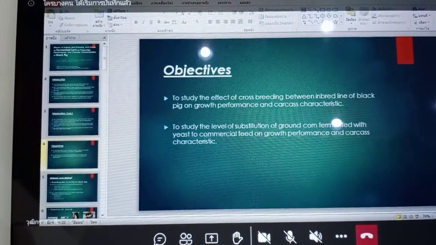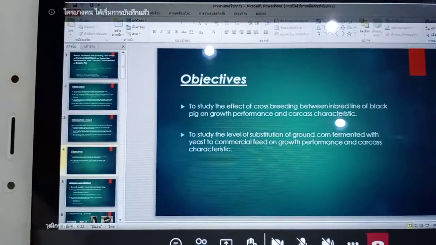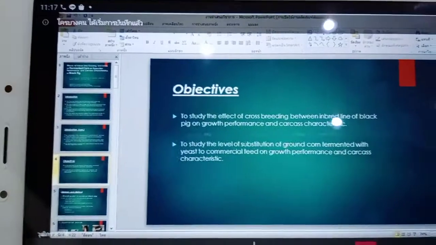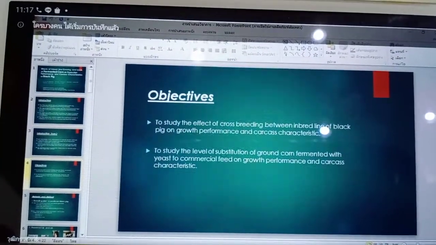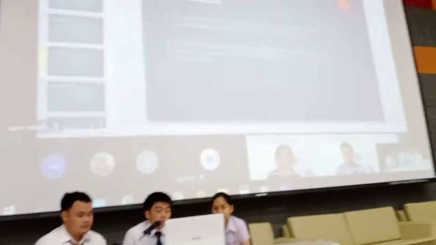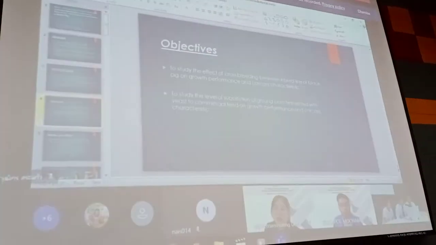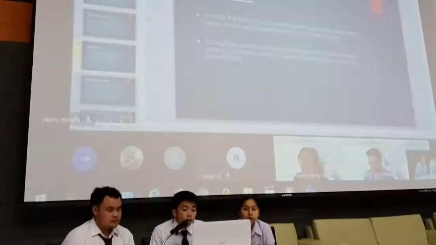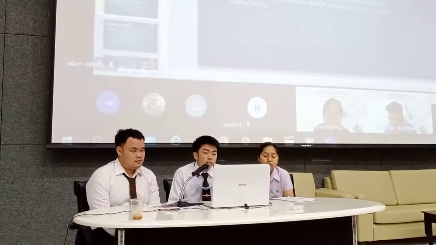So the objective of this experiment was to study the effect of crossbreeding between input lines of black pig on growth performance and carcass characteristics, and to study the level of substitution of ground concentrate with yeast-fermented commercial feed on growth performance and carcass characteristics.